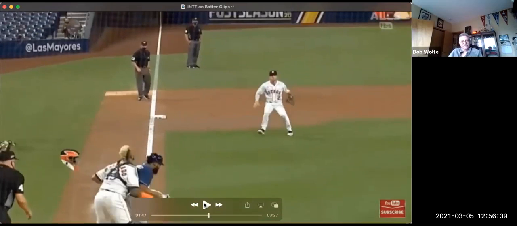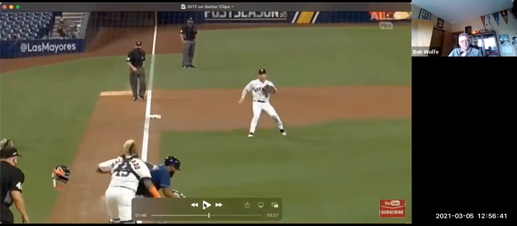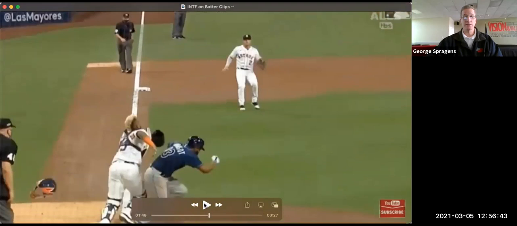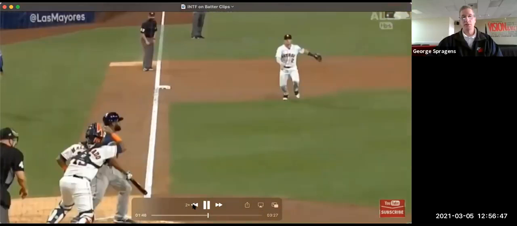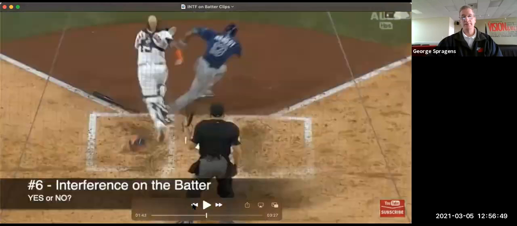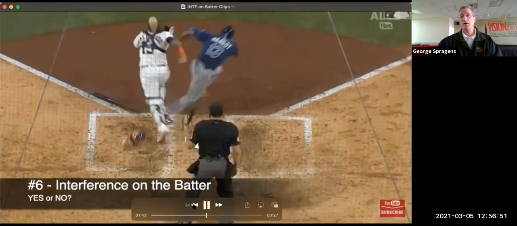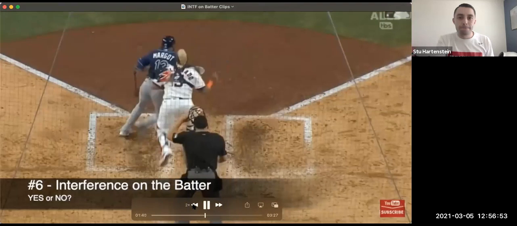Still interference. What'd you say, George? I think it still looks like interference to me. Okay, why do you have interference on this one, George? Because he's put the ball in play. The catcher's making an attempt to go get it. It looks like he should have already been gone. Okay. Out of the way.